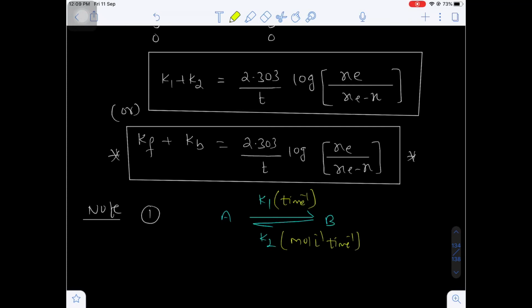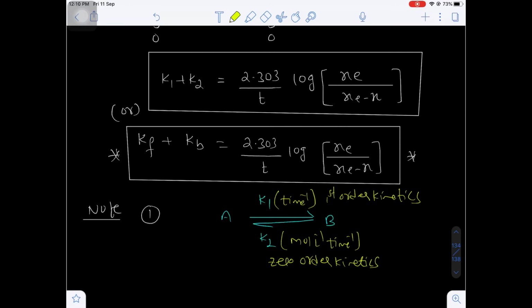Now, do you know with the help of rate constants how to find the order of a reaction? Yes, we know the rate constant units for zero order kinetics are moles per liter per time. Are you getting my point? That means the backward reaction corresponds to which order kinetics? Zero order kinetics. Whereas the forward reaction corresponds to which order kinetics? First order kinetics. Are you getting my point?